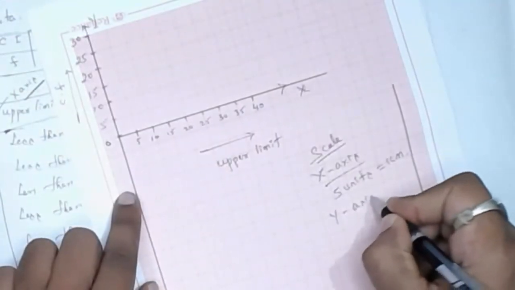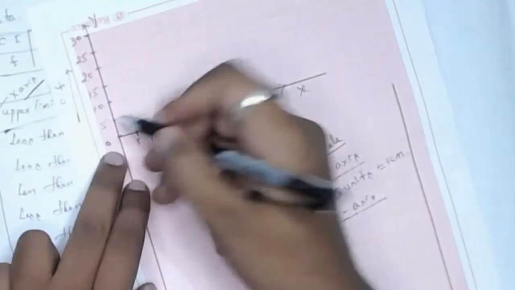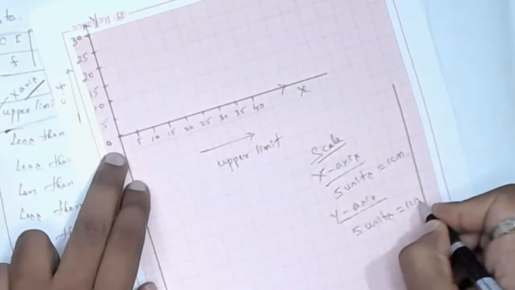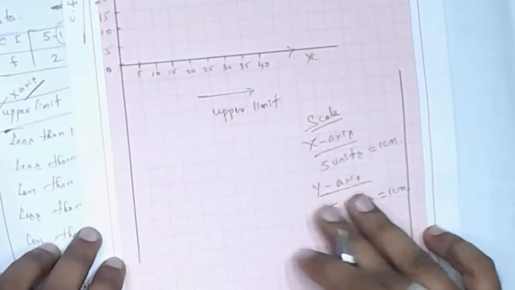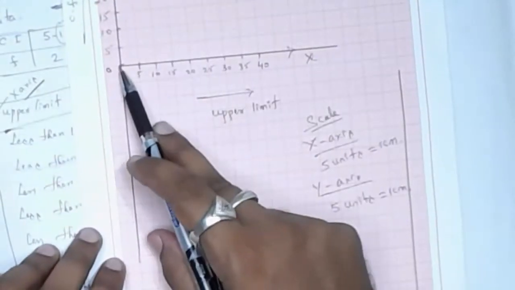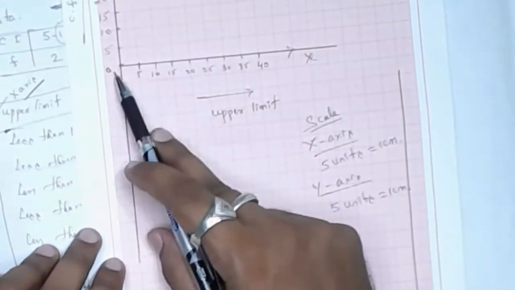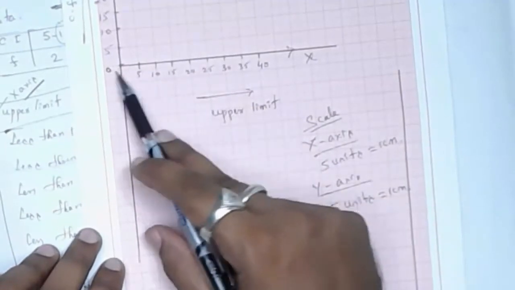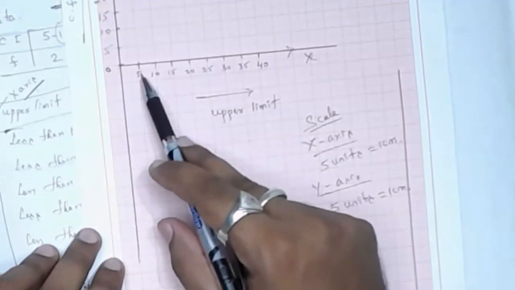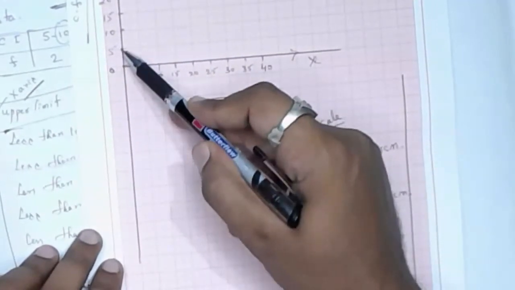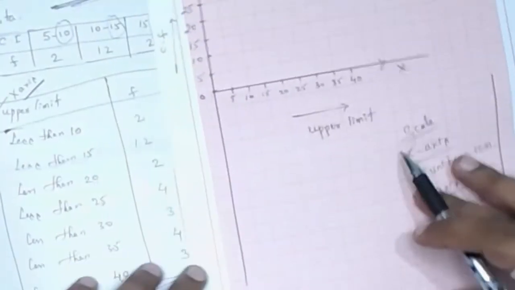Similarly, on the y-axis, 0 to 5 is again 5 units. We are converting this into 1 centimeter. You should write this, very importantly. From here to here, if you take 10, you should write 10 units equals 1 centimeter. If you take 20, 20 units equals 1 centimeter. Whatever number you write here, that many units is 1 centimeter. That is the scale. Now come back to the main problem.